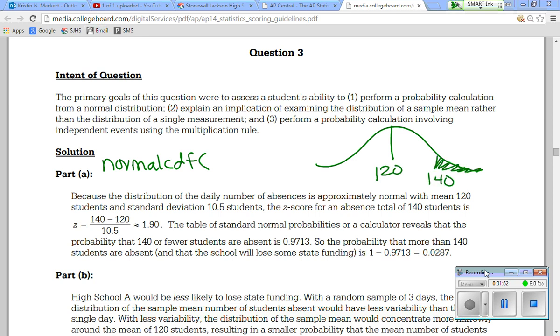Anyone do that? Okay. So you would just simply do normal CDF 140, E99, 120 is the mean, and standard deviation of 10.5. What probability did you get, the same that they did, 0.0287? Yep. Okay. And so that looks like what we should have got. That would have been okay. It did say probability, so probability is usually not given as a percent. That's what I got, and that is fine.